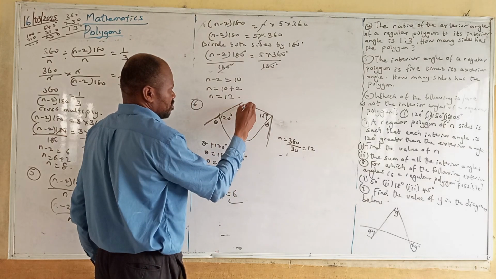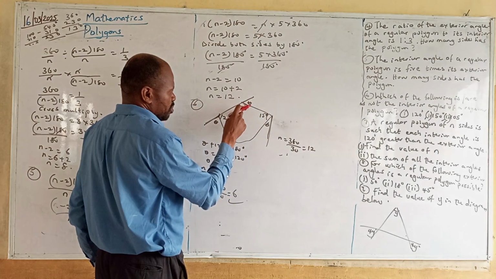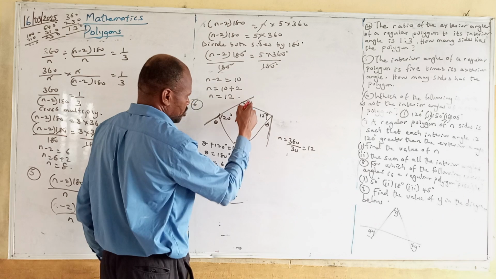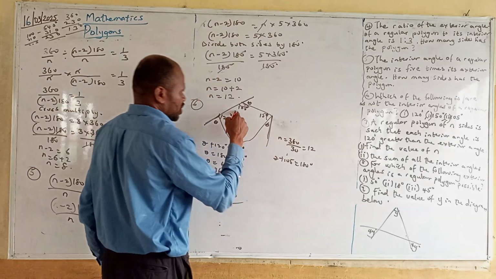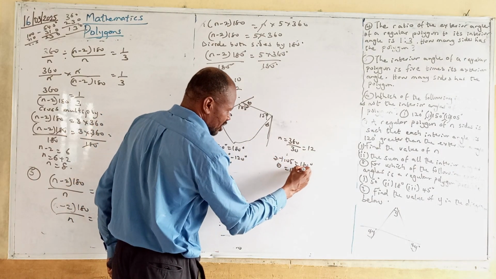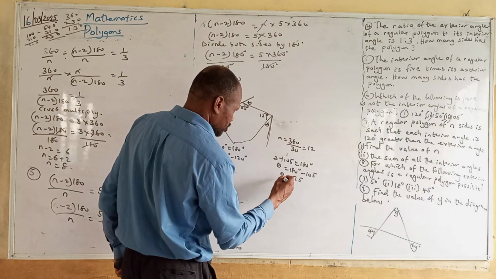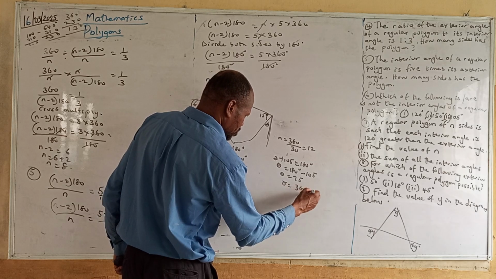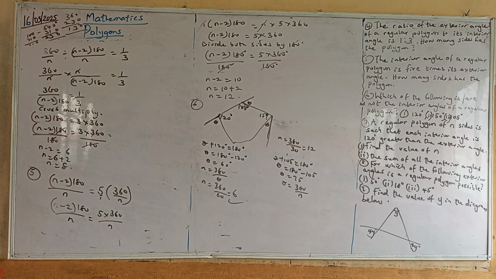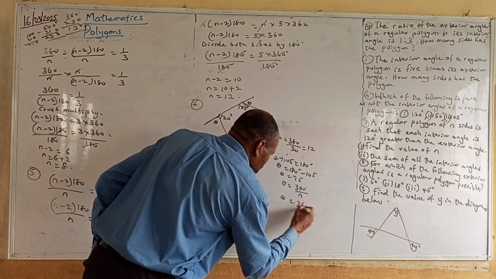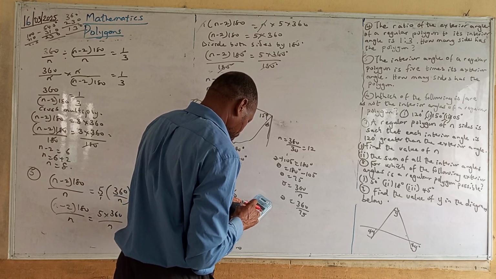Let's check 105. If I use 105, this one will be 75. Theta plus 105 equals 180 degrees, because it forms a straight line. So in this case, theta will be 180 degrees minus 105, so theta equals 75. Let's now check. Theta is 360 over n, so we now have 360 divided by 75.